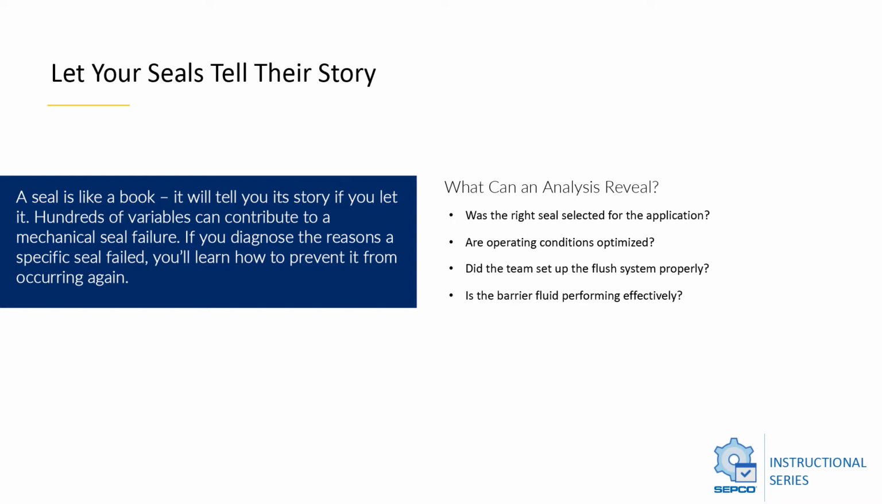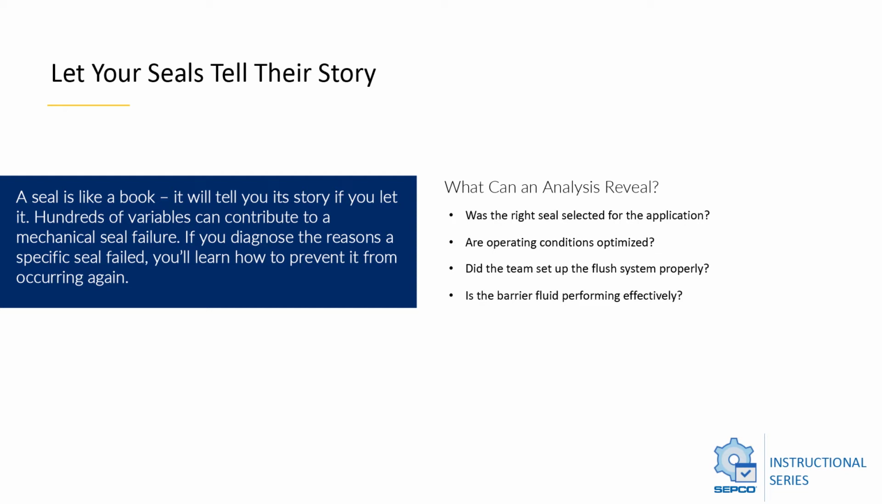The seal is like a book. It'll tell you a story if you let it. There are hundreds of variables that contribute to a mechanical seal failure. If you diagnose the reason the specific seal failed, you'll learn how to prevent it from occurring again. Seals fail for one of 3 reasons. It's either application, operations, or installation.